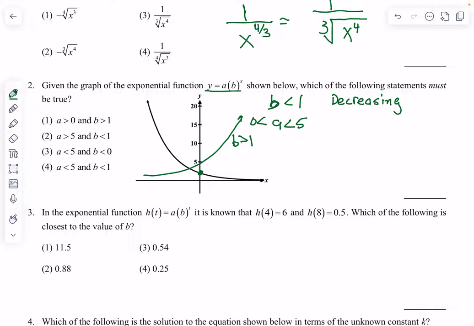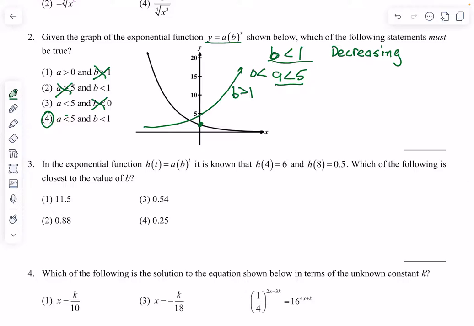The first one is missing it: B is not greater than 1, otherwise it'd be increasing. Number 2, the y-intercept greater than 5. That's not true. It's between 0 and 5. The third one has A less than 5, but B less than 0. You can't have a negative. And then part 4 has both of our conditions: A less than 5 and B less than 1.